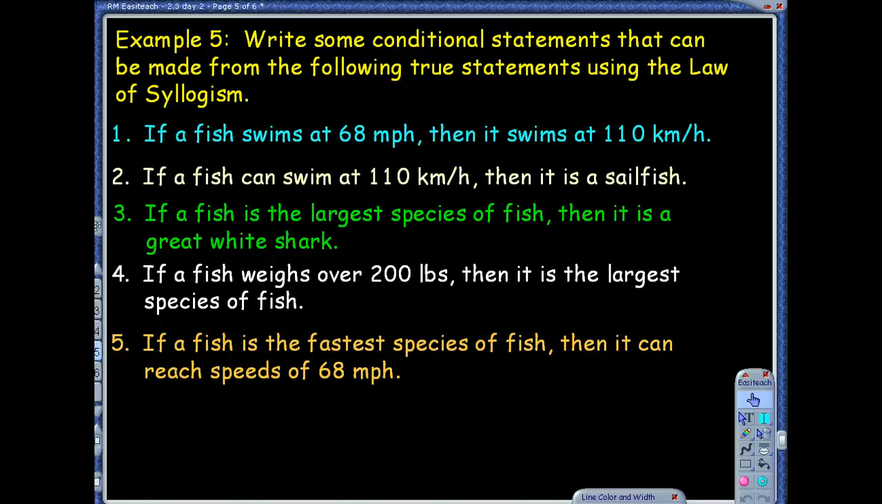Okay, well, the first 2 really already go together. Oh. So we could make a statement, because they both have that 110. And again, it's one conclusion and the other hypothesis. So I'm going to get rid of that and get rid of that. Exactly. And say if a fish swims at 68 miles per hour. Because I don't know if we'll use them again. So I'm going to do that. Okay, sounds good. So our first one, if a fish swims at 68 miles per hour, then it is a sailfish.